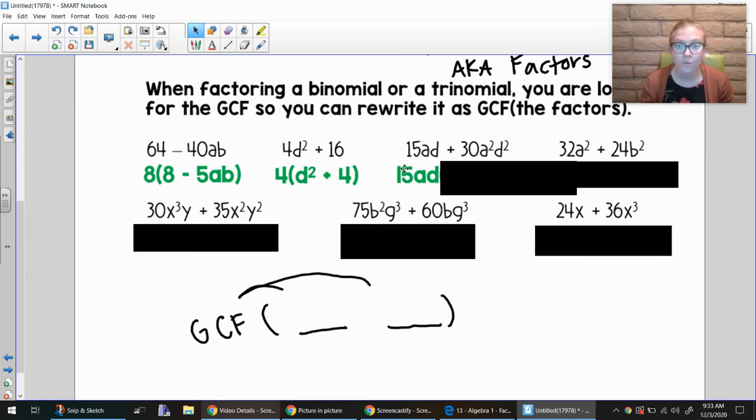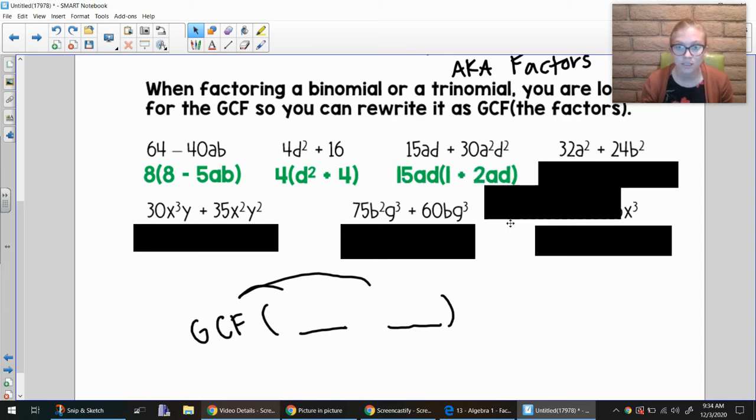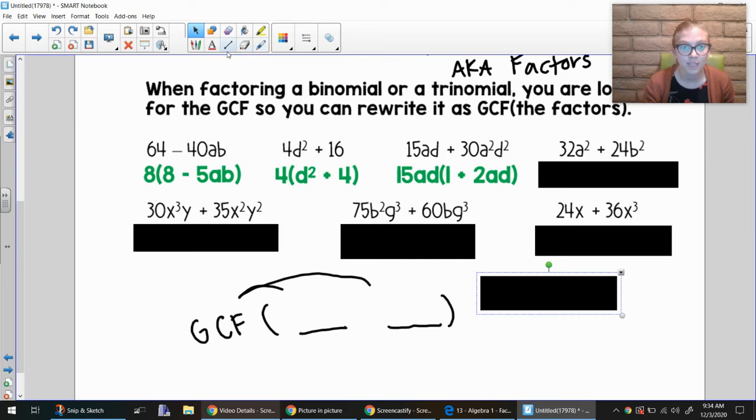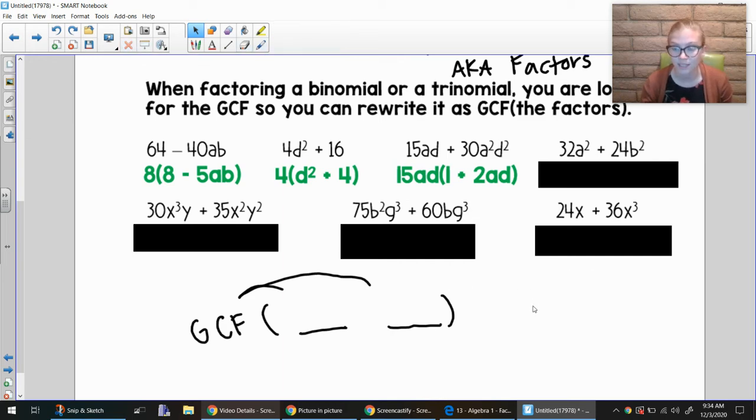Now we need to think, what would I multiply by 15ad to get 15ad? Well, that would be 1. And then 15ad times what gives me 30a squared d squared? Well, 15ad times 2ad gives me 30a squared d squared.